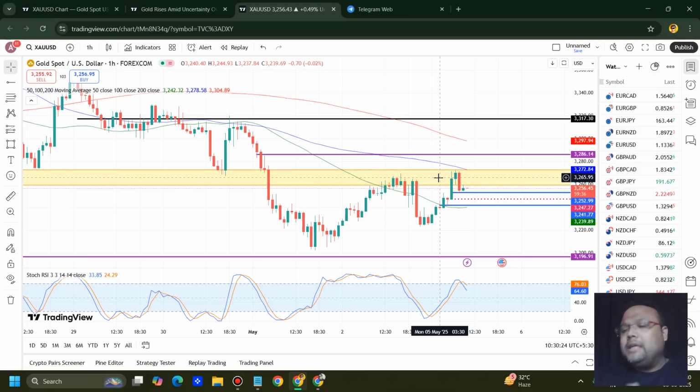But initially keep your target around 50 to 100 pips. After 50 to 100 pips, if you see further potential, then you can continue. But otherwise you can exit from your buy as well.